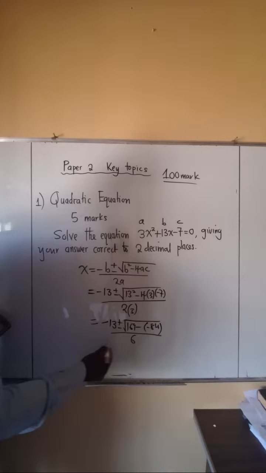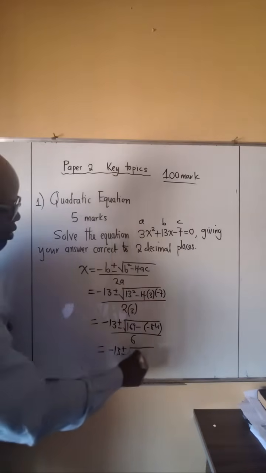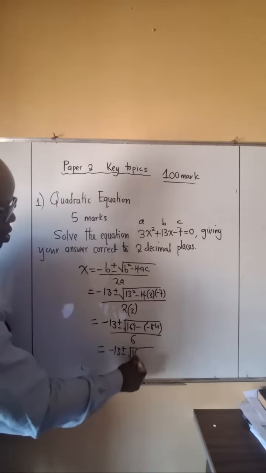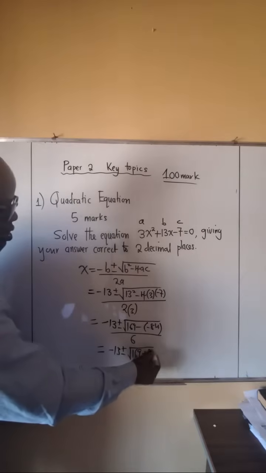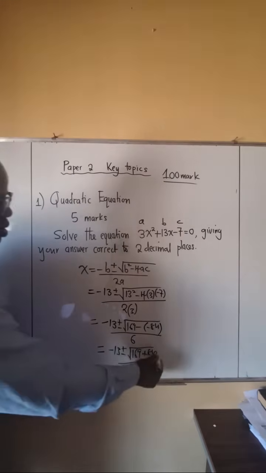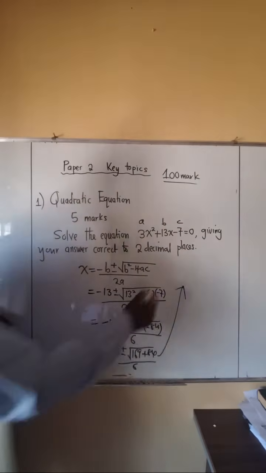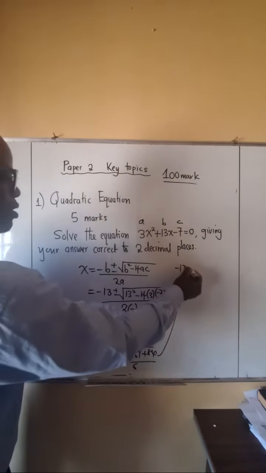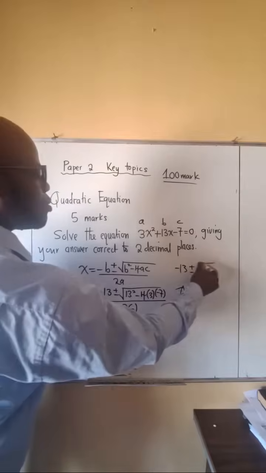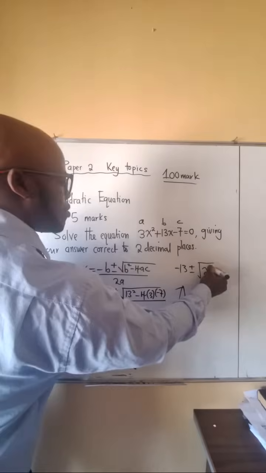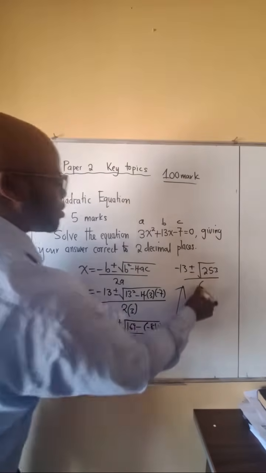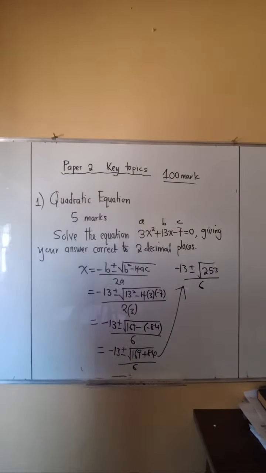So when we simplify here, we're of course getting something like this, and inside the brackets here it will be 169 plus 84 over 6. So from this stage, we shall have negative 13 plus or minus square root of 169 plus 84. We're getting 253 over 6. Is everybody okay up to here?